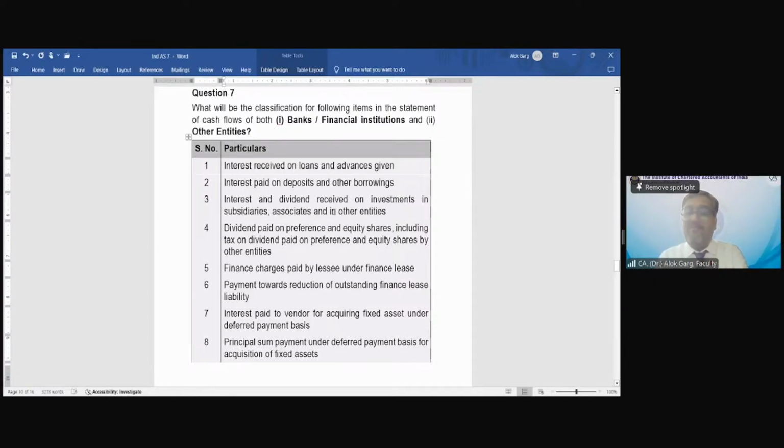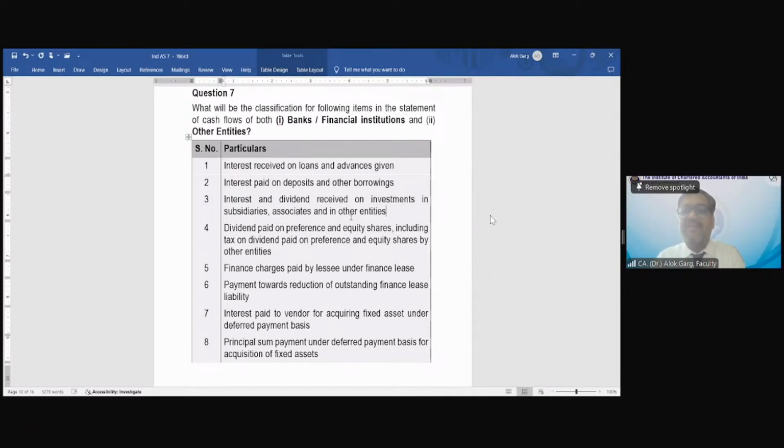Okay. But what happens if this interest and dividend is received from other investments, not in entities like subsidiary, associate, and joint venture? Then interest would be operating for a bank. Dividend would be financing for a bank. It will be financing.